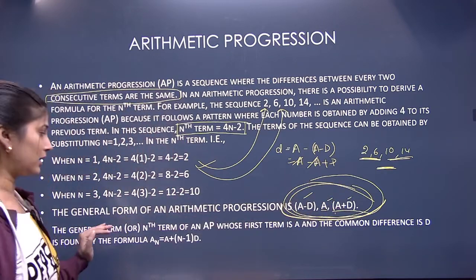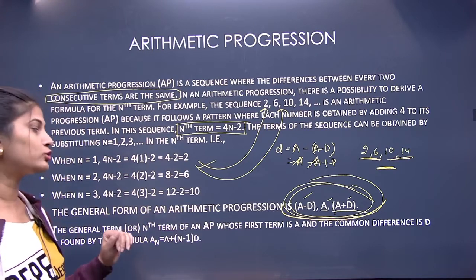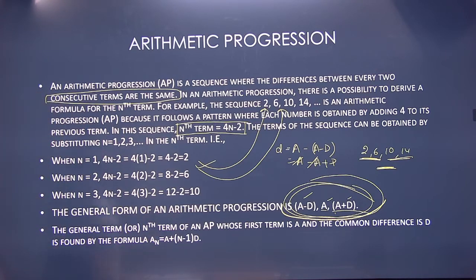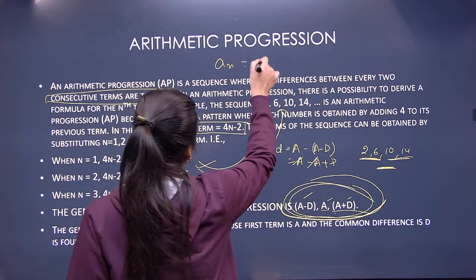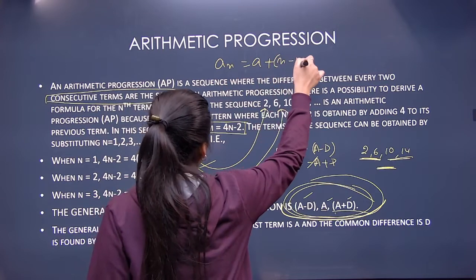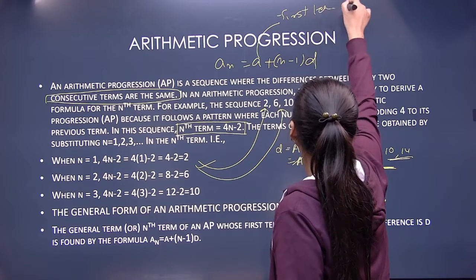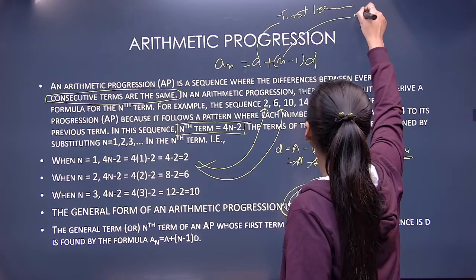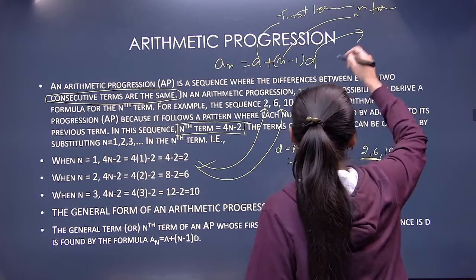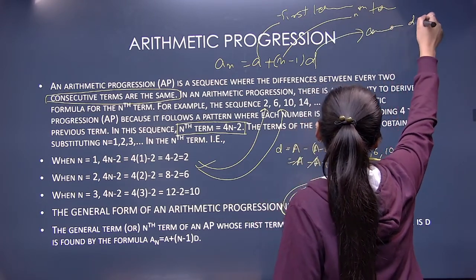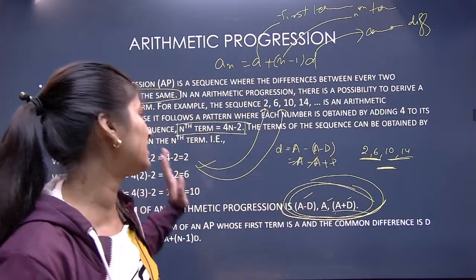Now the general term, or nth term, of an AP whose first term is a and the common difference is d is found by the formula a_n, which we simply write in small letters as a plus (n minus 1)d. Now what is a? a is the first term, n is the term you need to find or the term which is given, and d is the common difference. Got it? So this is the basic formula of arithmetic progression. We are familiar with these things.